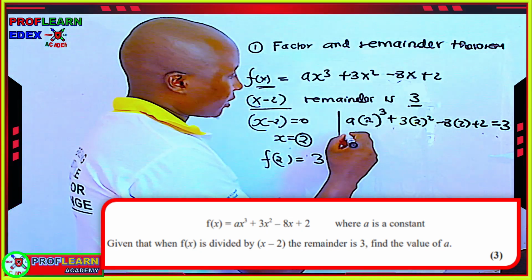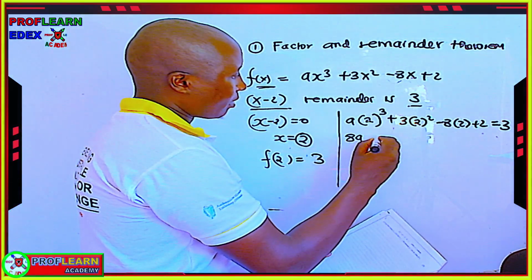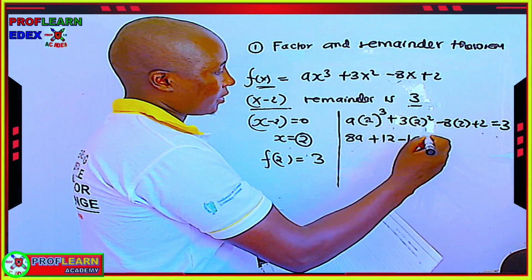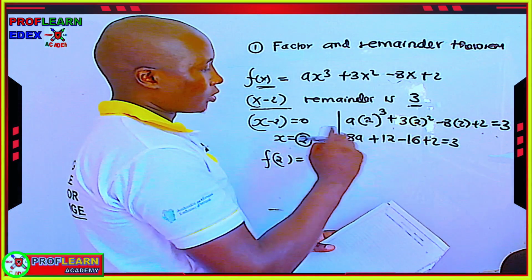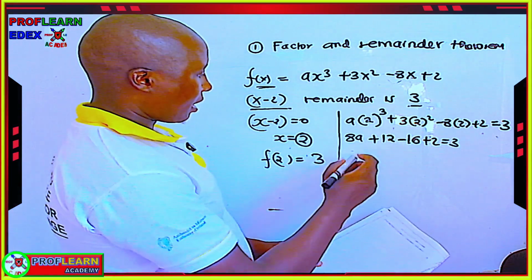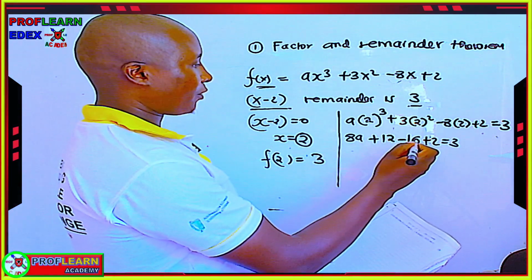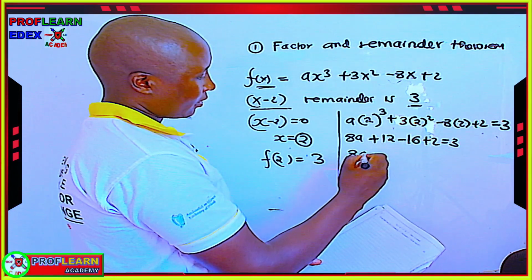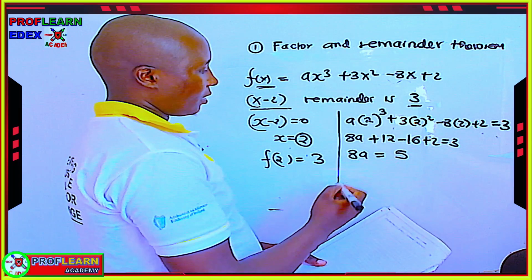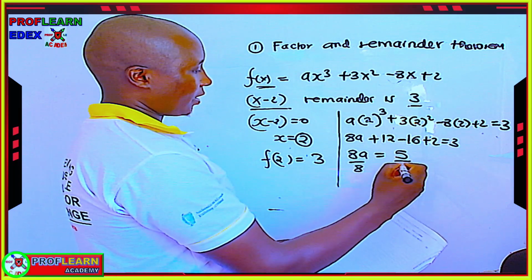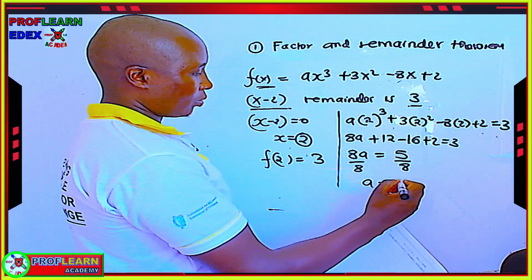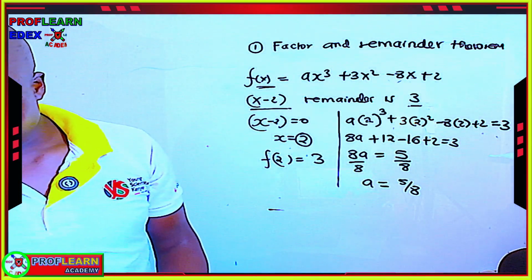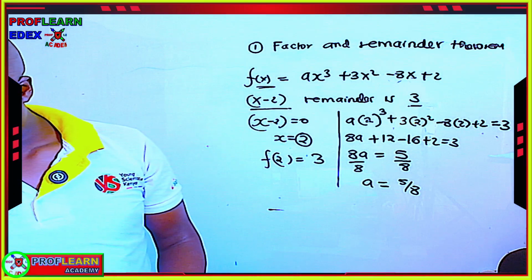But if it has a remainder, you equate to the remainder that you are being provided. So at that point, we shall say this is 8a plus, this is going to be 4, that becomes 12 minus 16, then plus 2 is equals to 3. Of course, we need to simplify this. This is going to be negative 4. And then that becomes negative 2. So 8a is equals to 5. And then divide by 8, divide by 8. Our a translates to 5 over 8 as the particular answer we are supposed to get at this point.